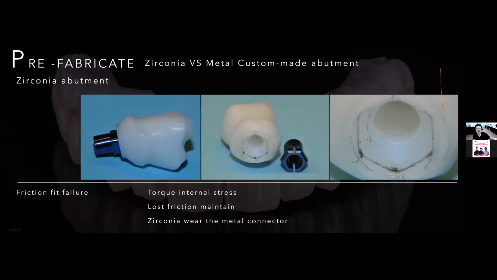So maybe within 1 year or 2 years, that also will get loose, and just the screw and the interface stay in the patient's mouth, but your zirconia superstructure will come off. So this is not good. I also met this situation in the patient's mouth. So nowadays I never do this design.